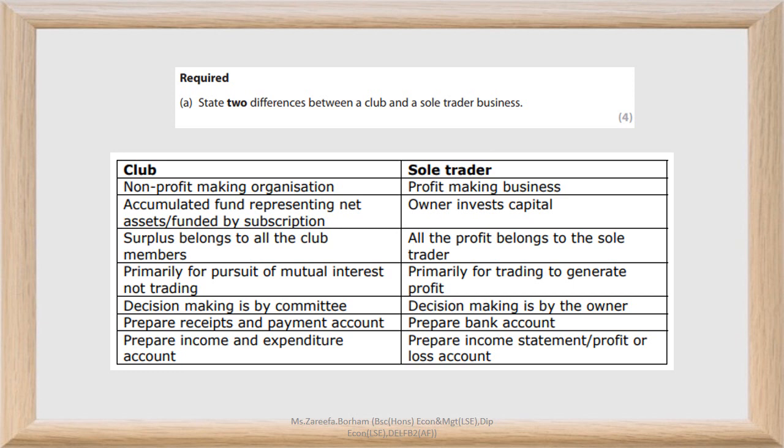Finally, the excess income of a club is calculated by the preparation of the income and expenditure account, which enables them to calculate the surplus or deficit. But in a sole trader business, the income statement is used to calculate the profit or loss of the business.